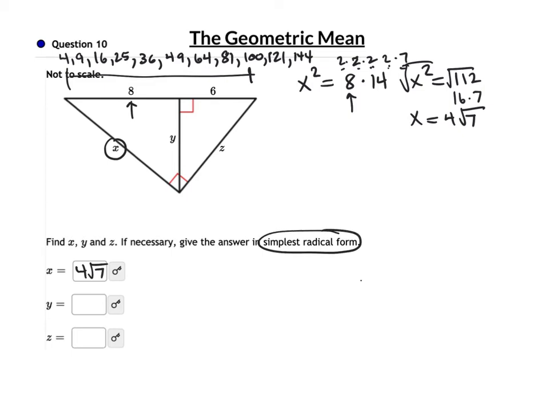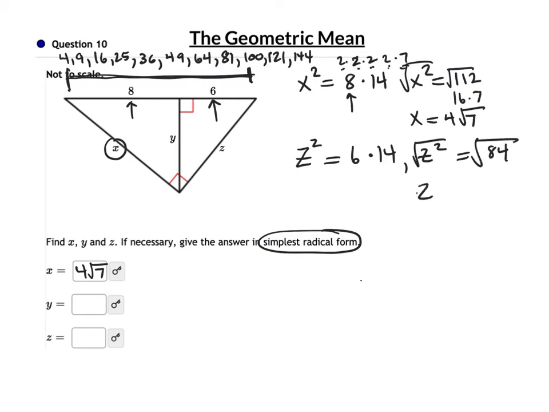Let's find z. Z is the same pattern. The leg squared equals the piece on its side, that's the 6, times the whole hypotenuse, which was 14. 6 times 14 is 84. You get z squared equals 84. We're going to take the square root of both those to find z.